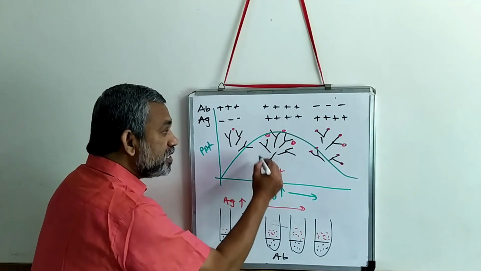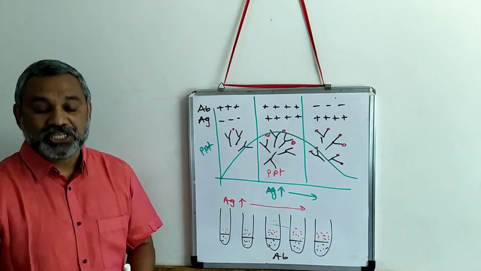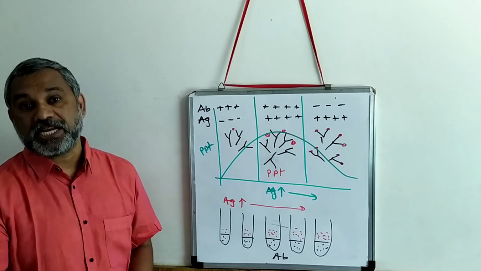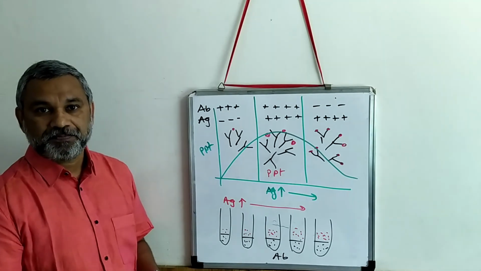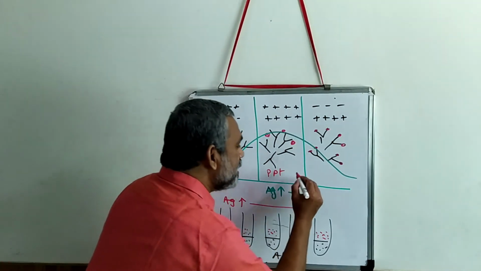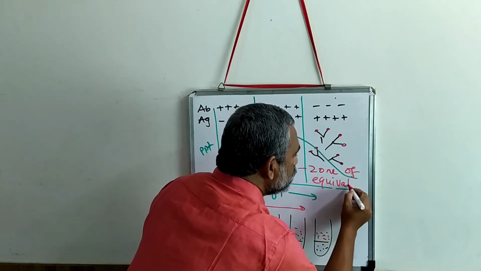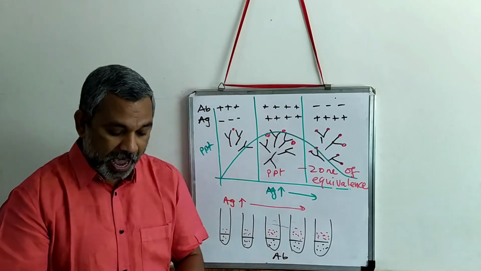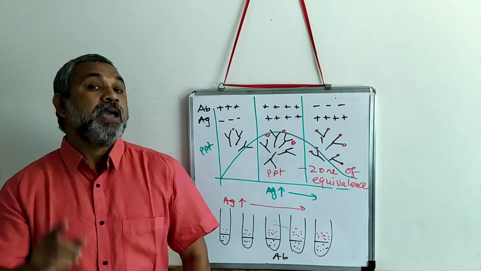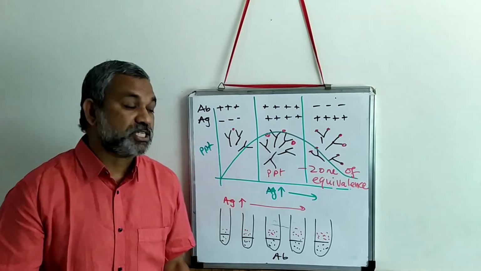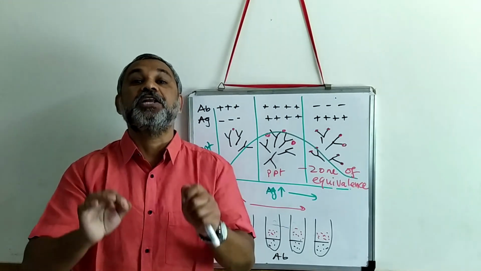And in the precipitation curve, one region is very evident. This is the region where maximum precipitate is formed because there is the right concentration of antigen and antibody. This region is known as the zone of equivalence. So you have an equivalence of antigen and antibody that results in maximum precipitation. Agglutination as well as precipitation reaction follows this principle. Only at the zone of equivalence will precipitation occur.